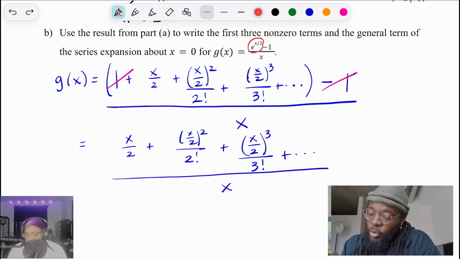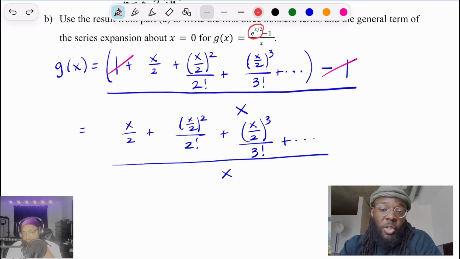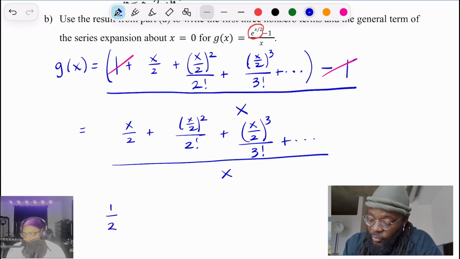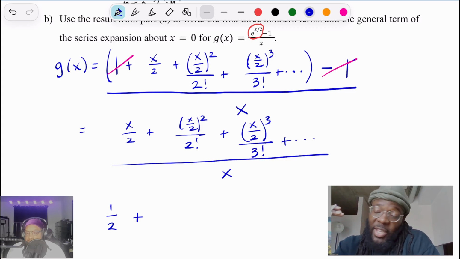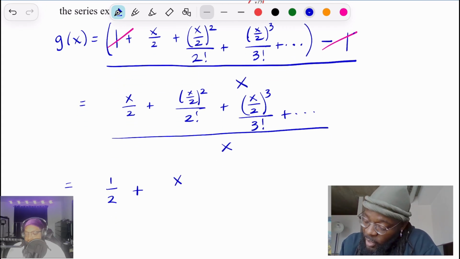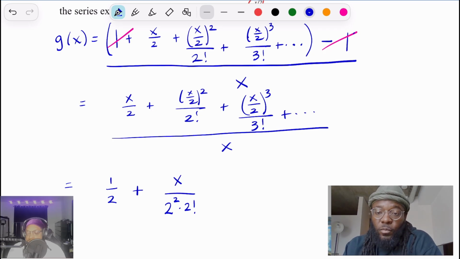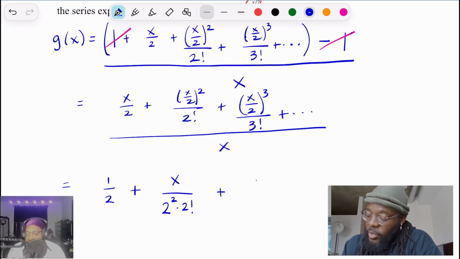So this first term in the numerator, instead of it being x over 2, it's just going to be 1 over 2. So 1/2. And then the second term is x squared, but I divide by x, I get x. This is going to be x. And I'm going to go ahead and simplify. I still have 2 squared, and then I have a 2 factorial. So I'm going to have x over 2 squared times 2 factorial in the denominator like that. And then the last term, I have an x cubed divided by x, I get x squared. So I have x squared. And then in the denominator, I have 2 to the third power times 3 factorial.